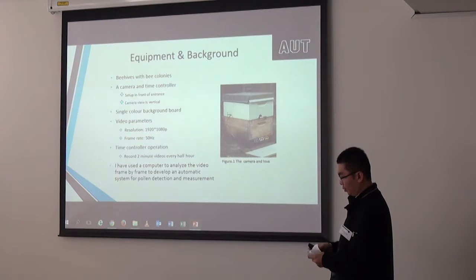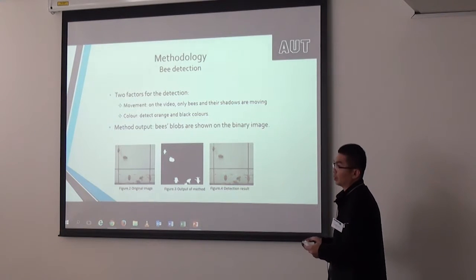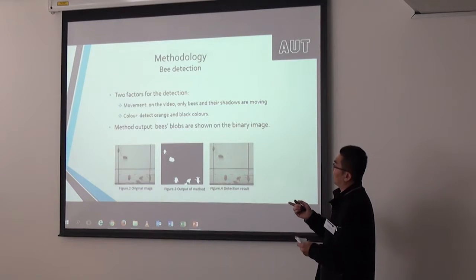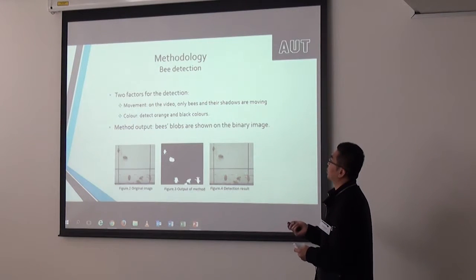That's the background. Now for the methodology. Pollen is still very hard to observe because it's really small, even with this high resolution. So I think about detecting the bee first, and then looking for the pollen on the bee image. I detect bees using two features: one is movement, and the other is color.